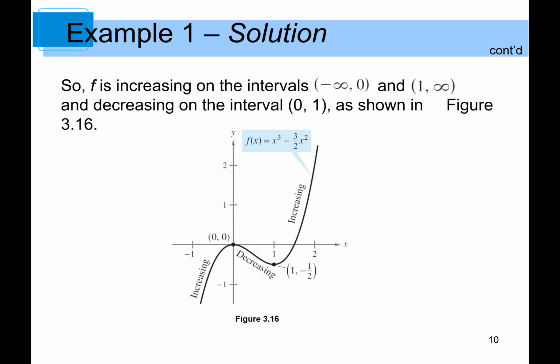If you look at the graph, our graph looks like this. From negative infinity to 0, the graph is going up, so the slope of the tangent line here is positive. From 0 to 1, it's decreasing, so the slope of the tangent line here is negative. From 1 to positive infinity, it's going up, so the slope of the tangent line is positive again. Okay.